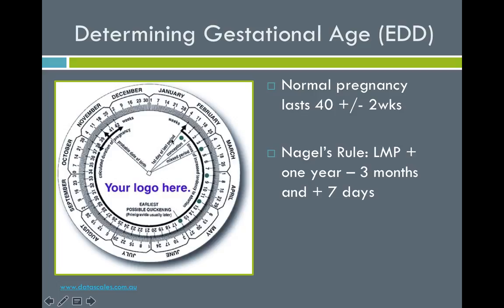You start here by looking at the first day of the last period. Then you can tell when the patient likely conceived. Then you can tell the missed period. And then all the way around here will tell you when the patient is due. A normal pregnancy lasts anywhere from 38 to 42 weeks.